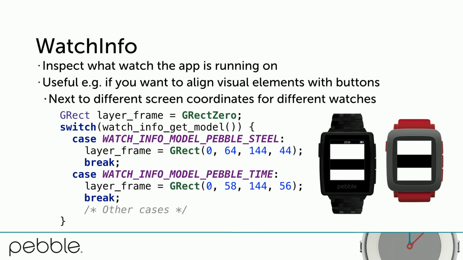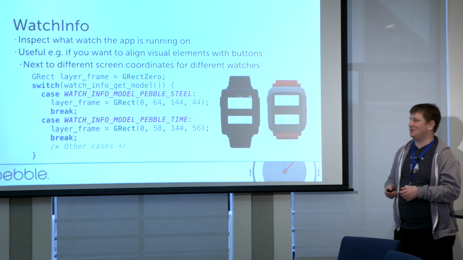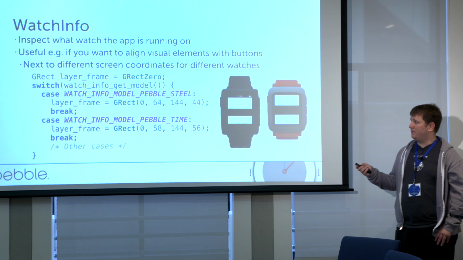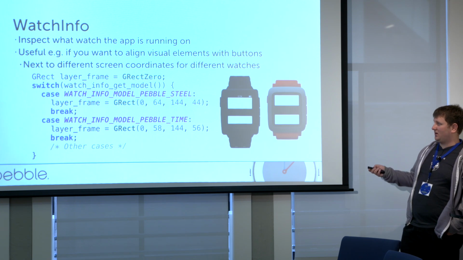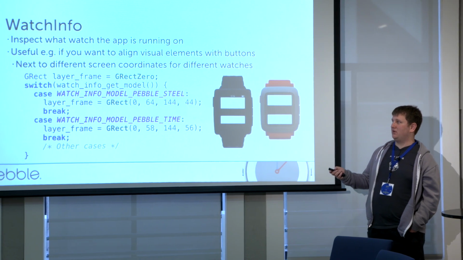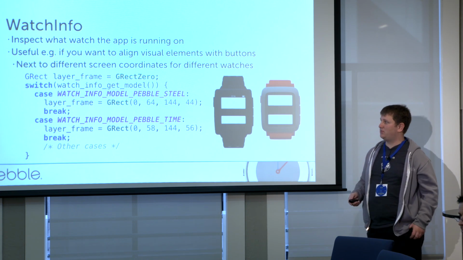I also wanted to mention, similar to the previous slide, where you could inspect the color of the watch model that your app is running on, you can also inspect what watch your app is running on. And this may be useful if, for example, you wanted to lay out UI components such that they're aligned with the buttons on the watch or some other aspect of the watch. In this example, we want to align this rectangle, it doesn't necessarily have to be a menu cell, with the center button. But those screen coordinates for the center button are different coordinates from the Pebble Steel watch to the Pebble Time watch. And so using watch info get model, that will return an enum value that we can use in a switch statement to choose where we want to draw those rectangles.